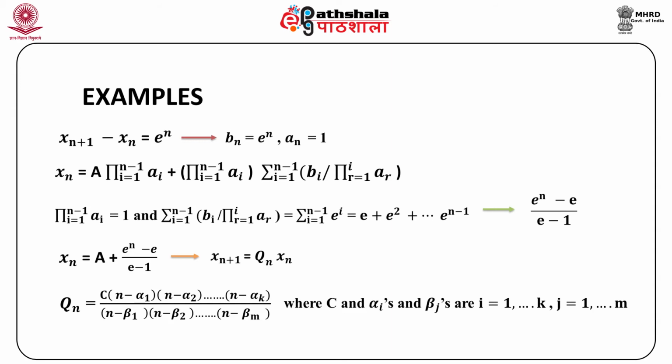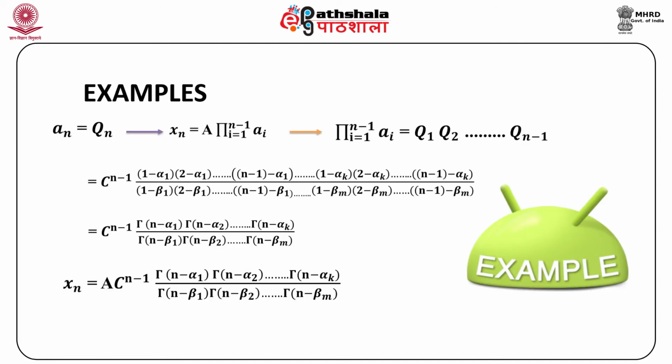Solve the homogeneous difference equation xn plus 1 equals qn xn, where qn is a function of n given by qn is equal to c into n minus alpha 1 into n minus alpha 2 right up to n minus alpha k divided by n minus beta 1 into n minus beta 2 right up to n minus beta m, where c and the alpha i's and beta j's are constants, i is equal to 1 to k and j is equal to 1 to m. Here an is equal to qn. Now as earlier, the solution to this difference equation is given by xn is equal to a times the product of i from 1 to n minus 1 of ai.